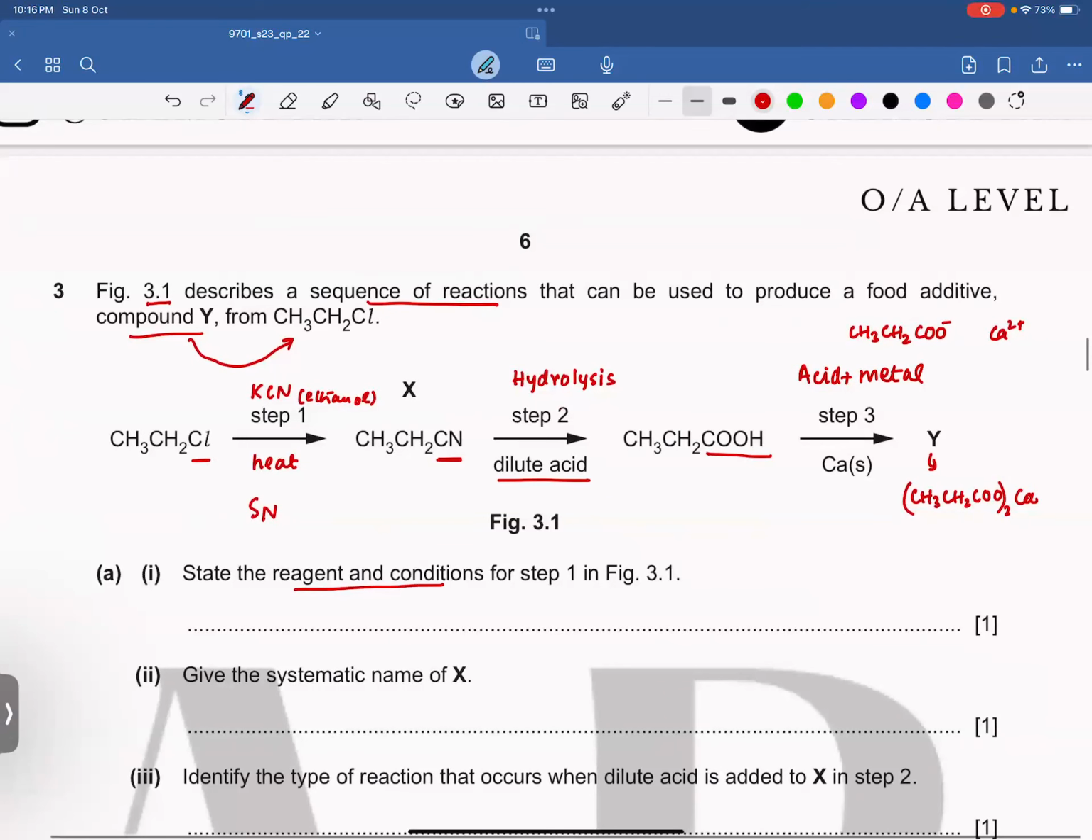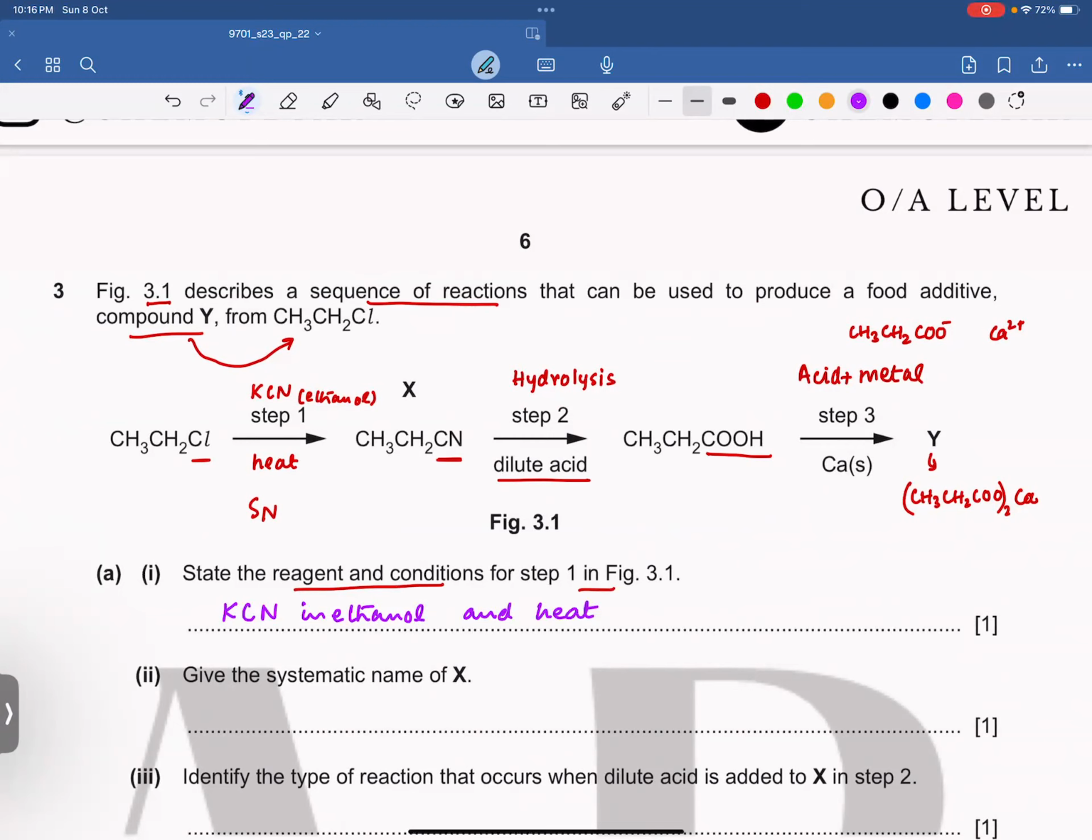State the reagent and conditions for step 1. We have already figured out, so we just mention here that potassium cyanide in ethanol is the reagent, and the condition will be heating. So we will just write heat, or you can write reflux as well.